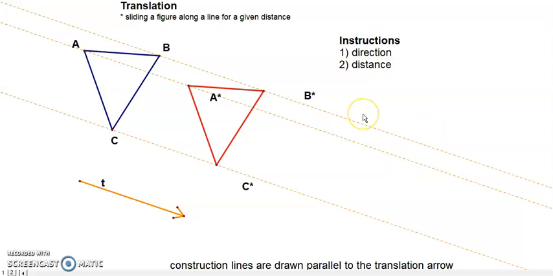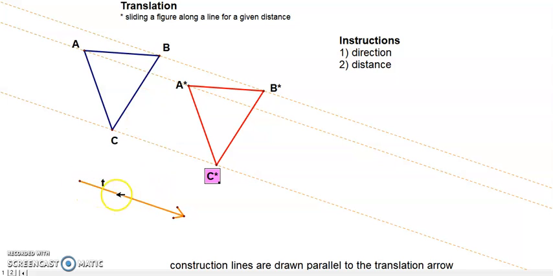In our last video, we learned about translations. A translation is the sliding of a figure along a given line for a given distance. Here we have an example of this triangle that's moving from here to here. Each point moves along these straight lines. These are called construction lines. They help guide us with the movement, the slide of the figure.